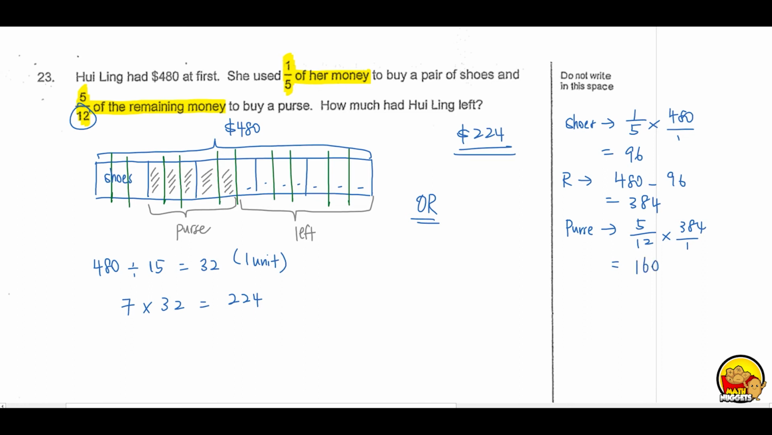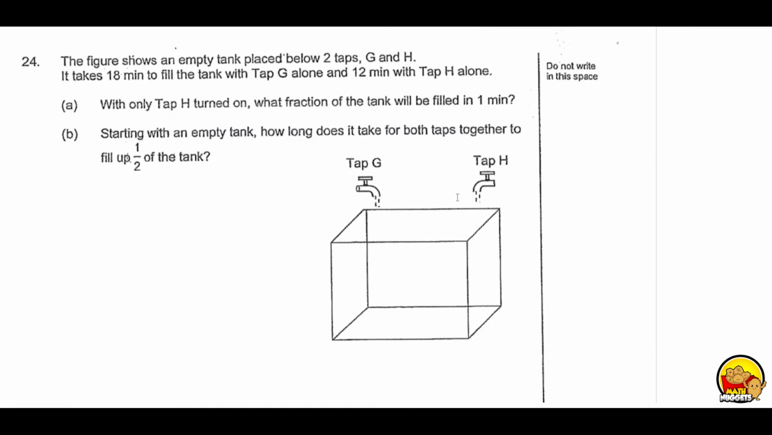The purse costs $160. Therefore, the leftover would be the remainder minus the purse, which is also $224. So question 24.